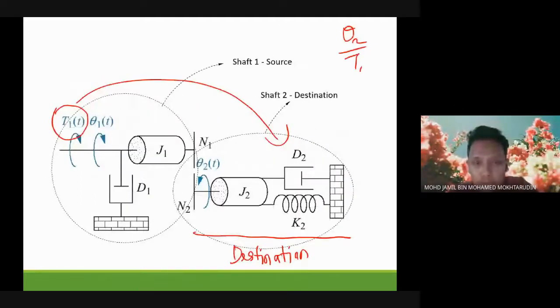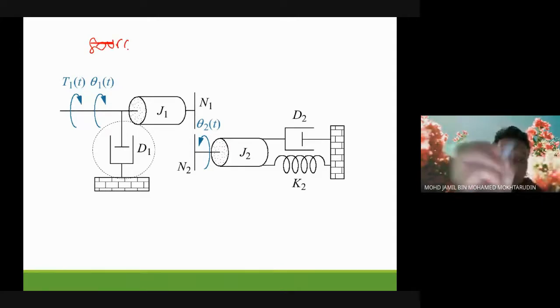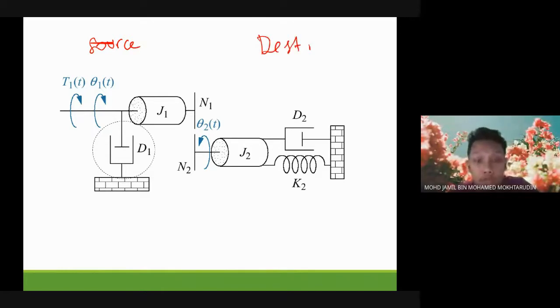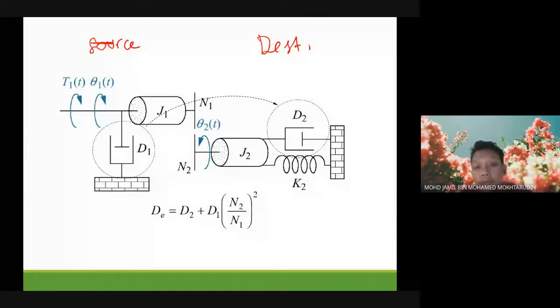So how to do that? Firstly, let's look at the damper. On the source, we have damper D1, and on the destination, we have damper D2. So I said just now, we bring everything from source to the destination, meaning that everything on the destination stays fixed. We don't do any impedance transfer on it. We only do impedance transfer on everything on the source. So we bring D1 to D2. So we calculate the effective damping.